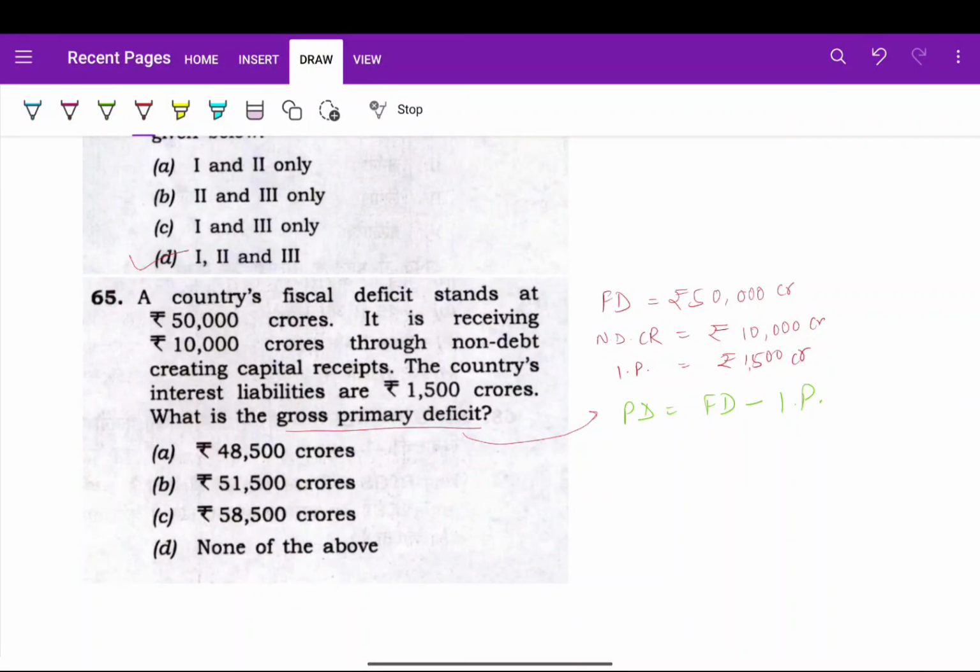Another one, the country's fiscal deficit is given 50,000 crores. It is receiving non-debt creating capital receipts of 10,000 crores, and interest liabilities is 1,500 crores. So interest payments are 1,500 crores. What is asked is gross primary deficit. So primary deficit is nothing but fiscal deficit minus interest payments. Fiscal deficit is given 50,000 crores. Interest payment is 1,500 crores. So the answer is 48,500 crores. This additional detail seems to be just useless.